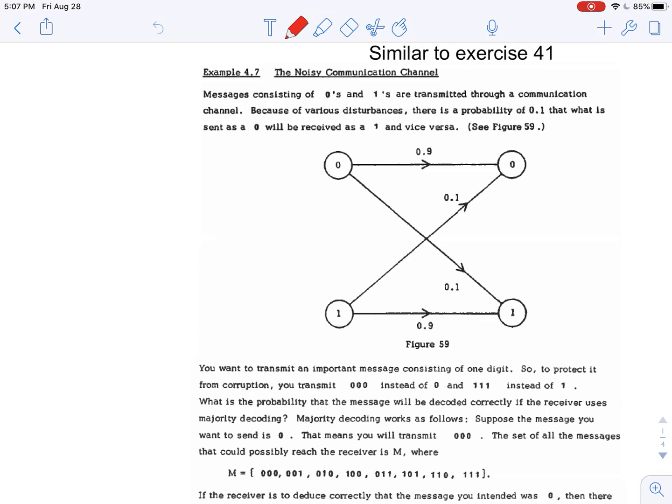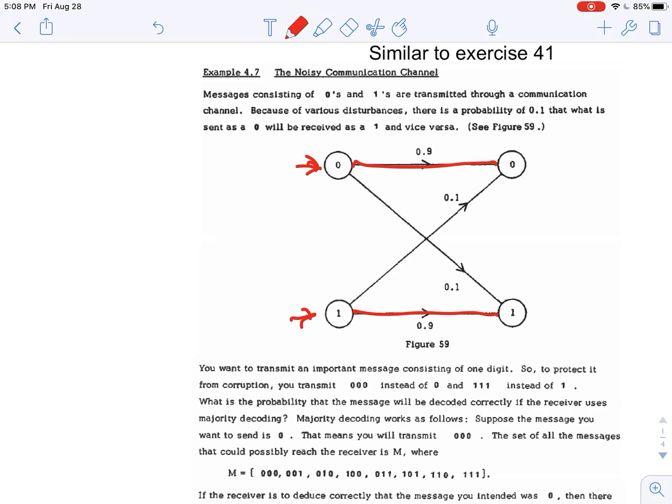Now, all right, so here's the story with this. You're basically sending a message of just binary digits, just a 0 or a 1. That's all the message is. Because of various disturbances, the probability is that 1/10 of the time the message gets flipped. Not desirable. If we're communicating a 1, we want it to be a 1. Communicating a 0, we really want it to be a 0. But that only happens 90% of the time, or 9/10 of the time.